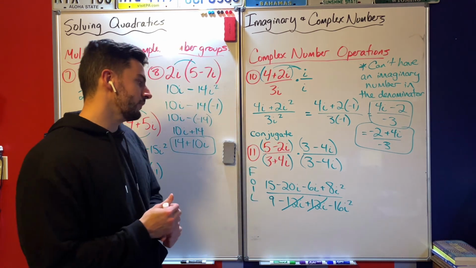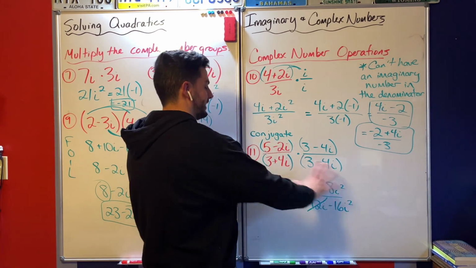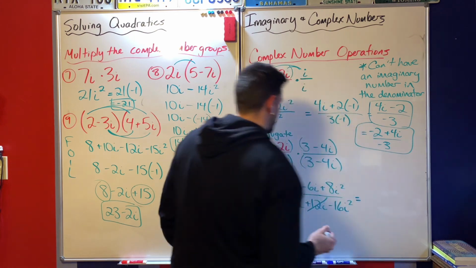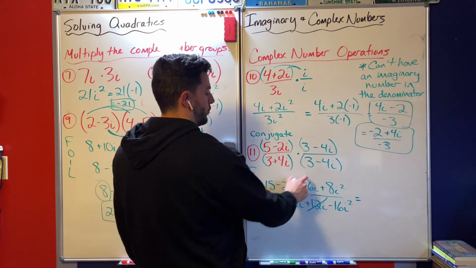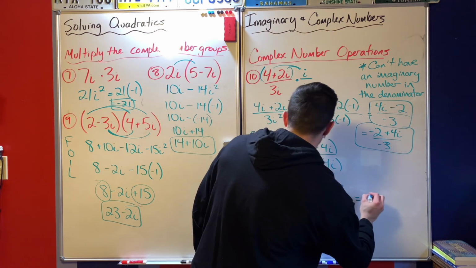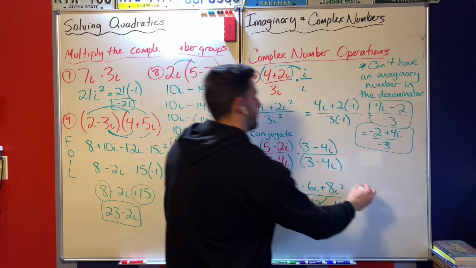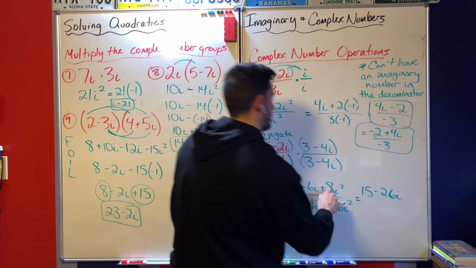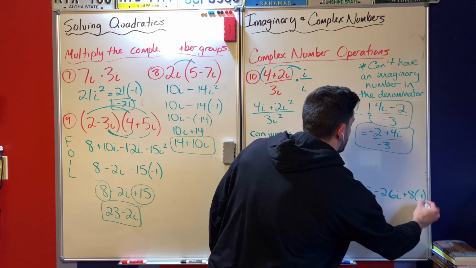But the bad news is, I know that it's going to work out well, but I just have a lot left to simplify. So let's simplify it and then we'll be done. Let's combine these two like terms. Negative 20i minus 6i is negative 26i. But that 15 first, so 15 minus 26i. And then positive 8i squared. Again, that would be positive 8 times negative 1.